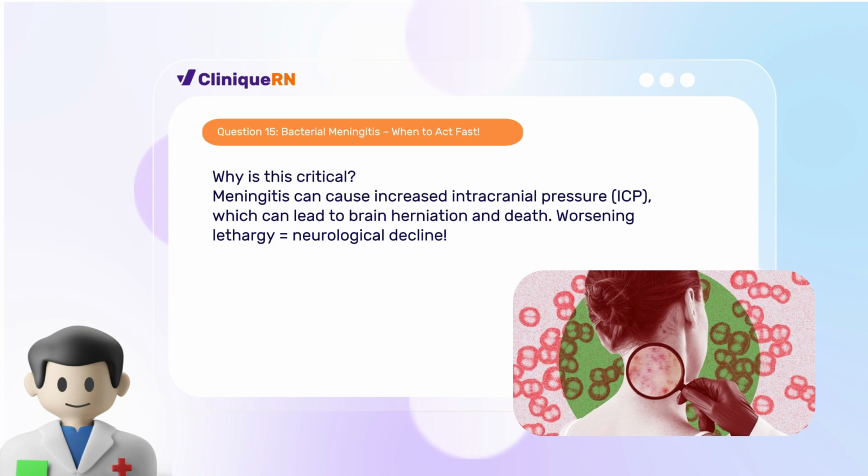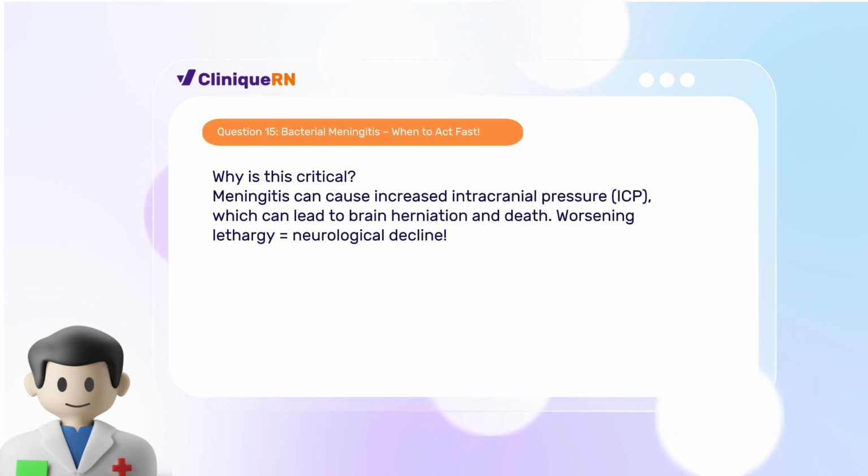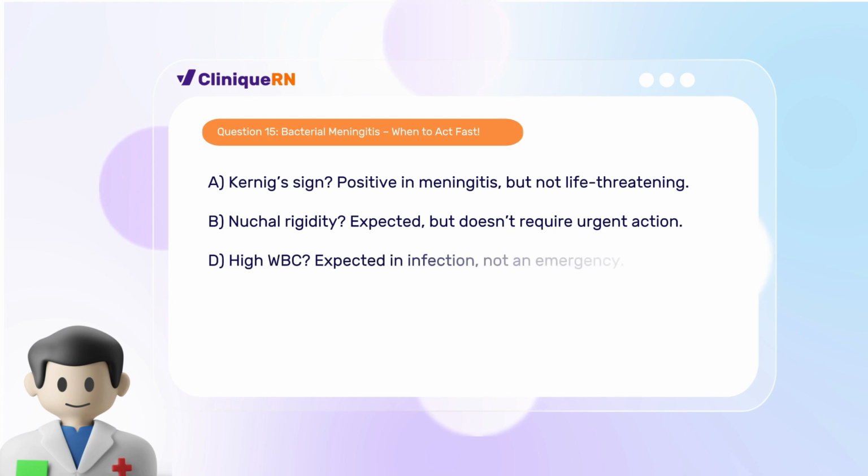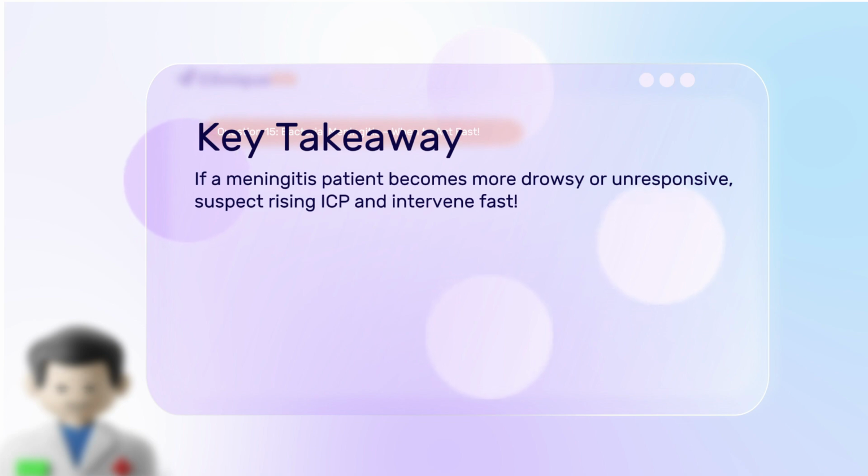Why is this critical? Meningitis can cause increased intracranial pressure, ICP, which can lead to brain herniation and death. Worsening lethargy equals neurological decline. Why not the other choices? A. Koenig's sign, positive in meningitis but not life-threatening. B. Nuchal rigidity, expected but doesn't require urgent action. D. High WBC, expected in infection, not an emergency. Key takeaway: if a meningitis patient becomes more drowsy or unresponsive, suspect rising ICP and intervene fast.